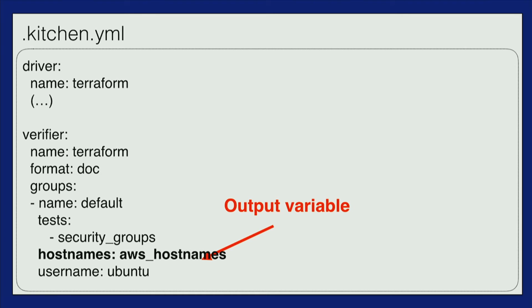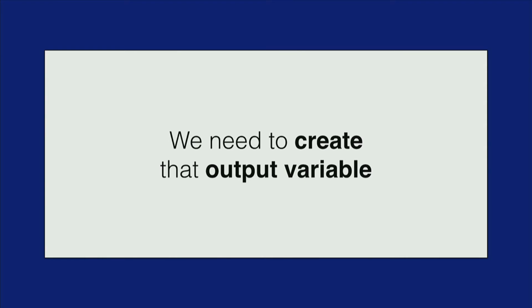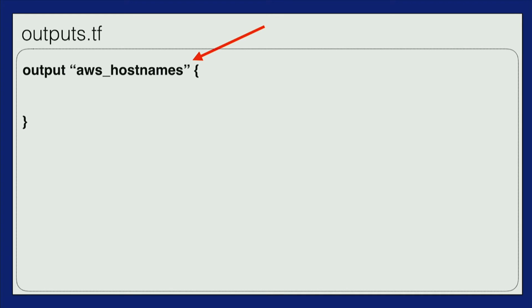We need to know their hostnames in order to SSH into them with that Ubuntu username. So in order to use that output variable, we first need to create it. And in Terraform, we do this through the file outputs.tf. The first thing I'm going to do is define the name of my output variable. I'm calling it AWS hostnames. And this is where our Terraform config will capture information to be used after our config runs.